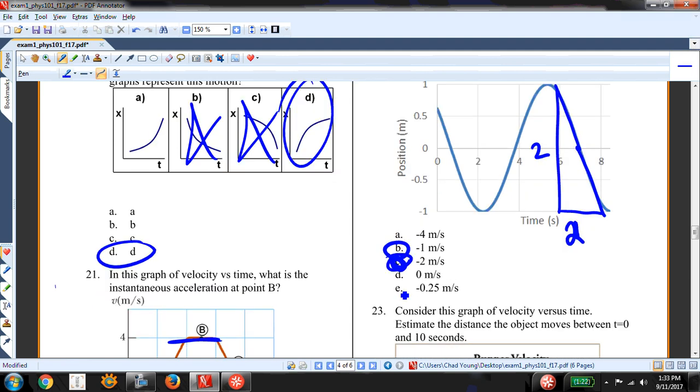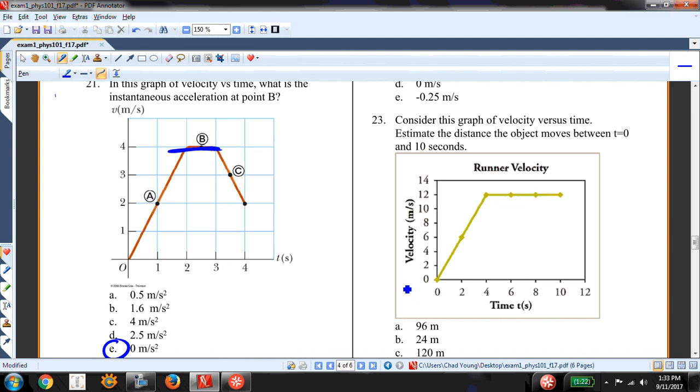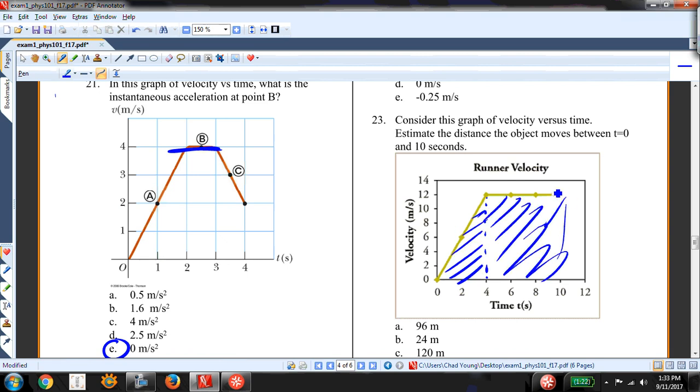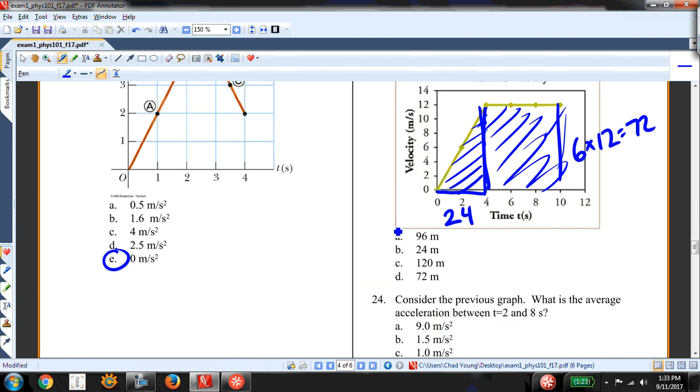Okay, you got to be more careful in that and look at the units to find out the rise and the run. So the graph of this velocity versus time, just estimate the distance it travels between 0 and 10 seconds. Well, in order to do that, we find the area of this section and the area of this section. Well, this section has an area equal to 6 times 12. That's equal to 72. And this one has an area of 1/2 of 4 times 12, or 24. 24 and 72 is 96 meters.